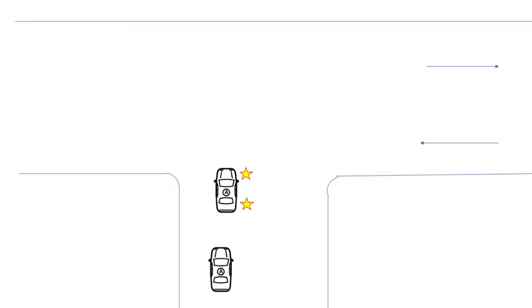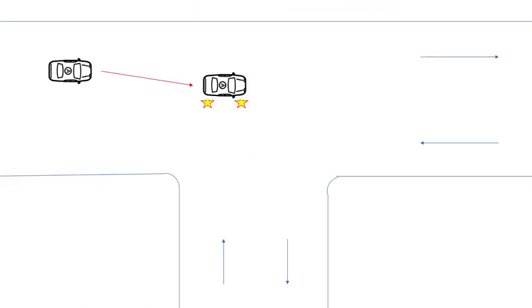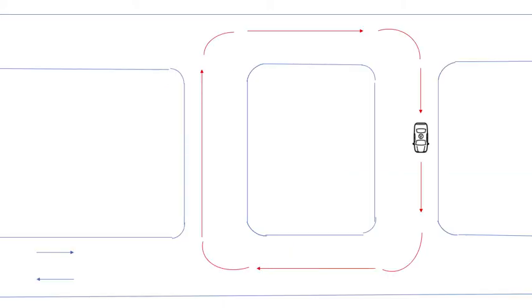Let's have a look at the positioning here so we can see that the vehicle has come into that turning position, which is just to the left of the imaginary center line. Okay, let's look at that in practice. Step 1, set the course. Step 2, mirror check. Step 3, signal to the right. Step 4, slow down and position. Step 5, gear down, mirror check. And step 6, evasive action. We also do right turns into streets as well, so we can see the positioning as required in that diagram. So this is the way it would look in reality. We've got our learner driver driving around the block, this time with right-hand turns at every corner.